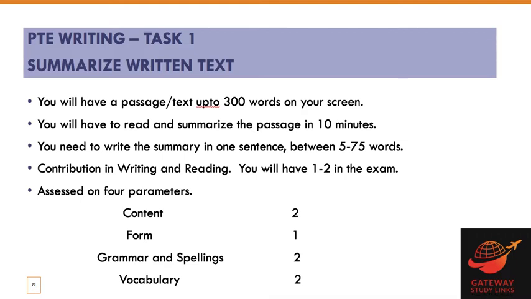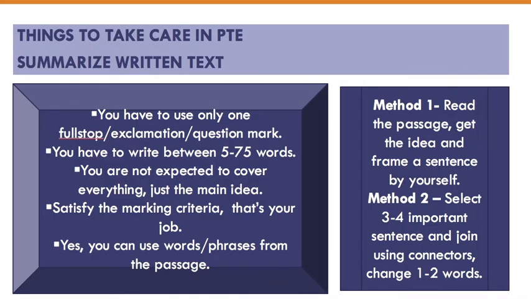Okay? So it's assessed on four parameters versus content, 2 points, form, 1 point, grammar and spellings, 2 points, and vocabulary, 2 points. Things to take care in PTE summarized written text. You have to use only one full stop or exclamation or question mark. Do not do it again and again. You have to write between 5 to 75 words. You are not expected to cover everything, just the main idea. Satisfying the marking criteria, that's your job. Yes, you can use words, phrases from the passage.